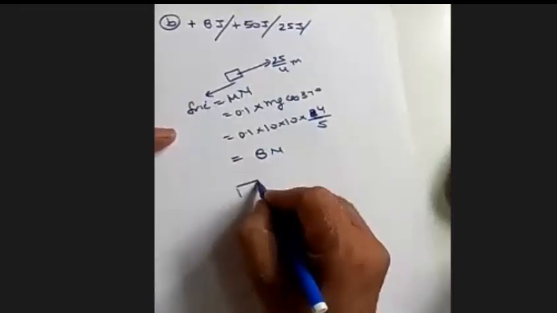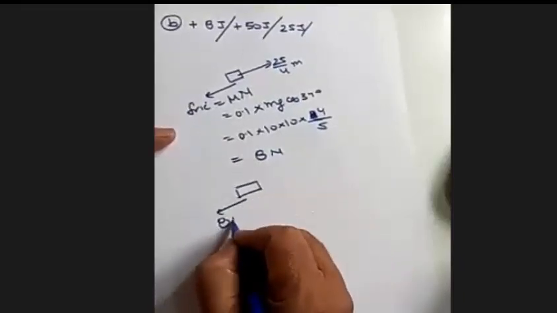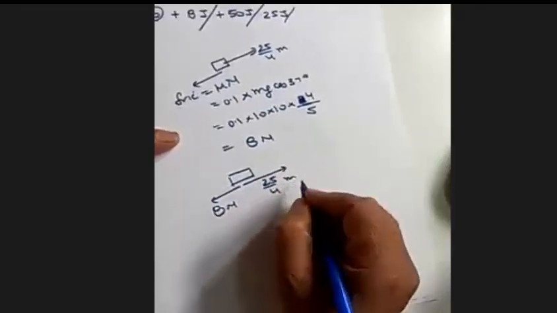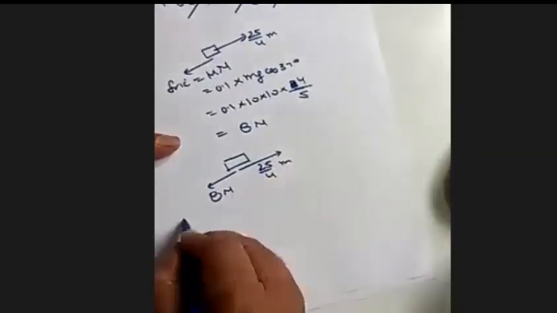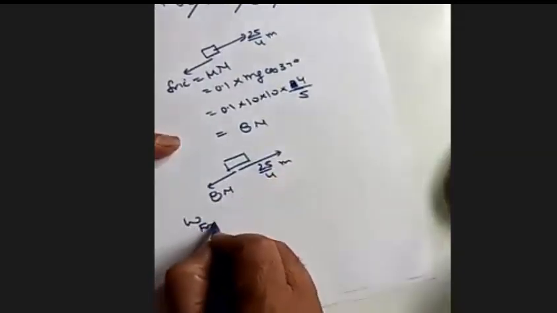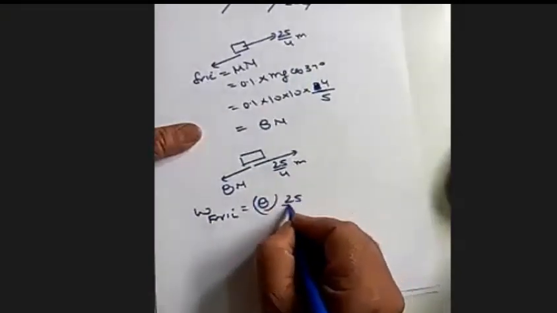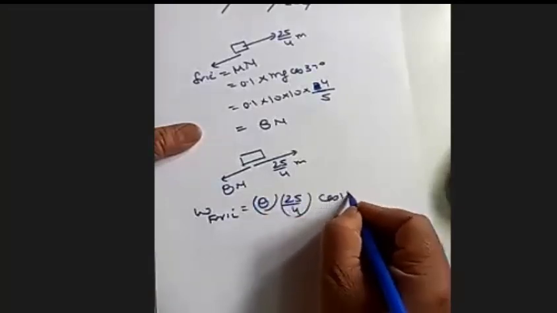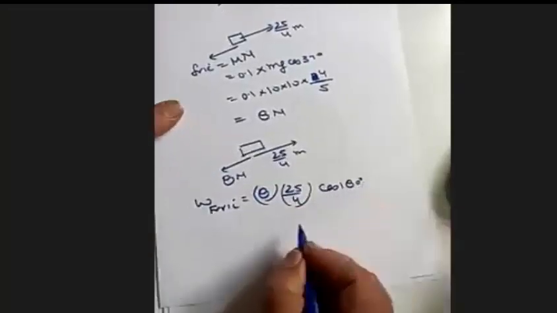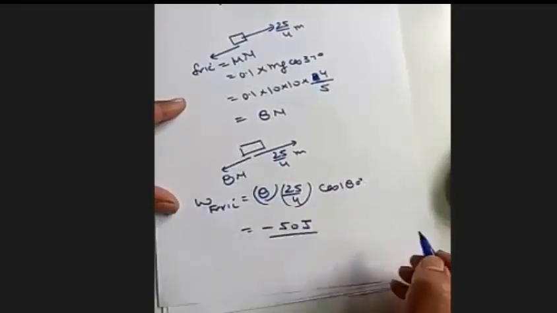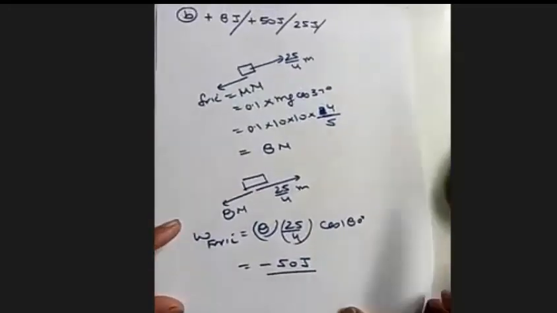So the friction force is acting backward, 8 newton, and the displacement is upward, 25 by 4 meter. The angle then is 180 degrees. So work done by friction force will be force into displacement into cos of 180 degrees. It is negative work done. So it comes out to be minus 50 joules. Did everyone understand now? Yes sir. Okay. So negative only can come, beta, which means the answer can't be positive.